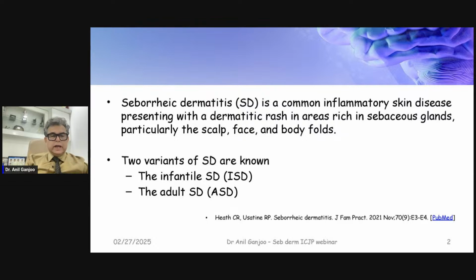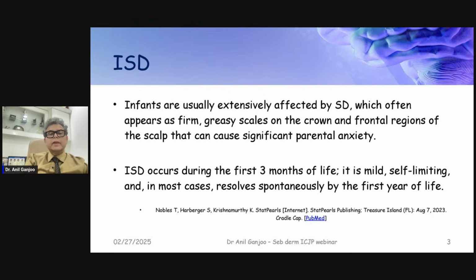One variant is the one that happens in the infantile age, within the first year of life, and is known as infantile seborrheic dermatitis. And the other one, the adult seborrheic dermatitis, usually happens after adolescence and usually in mid-adult age. Now, the infantile seborrheic dermatitis, although short-lived, can extensively involve the scalp, the face, the flexures. In the scalp, it appears as firm, greasy scales over the frontal regions of the scalp. Although it doesn't bother the child too much, the parents are really bothered, and there's a lot of parental anxiety associated.